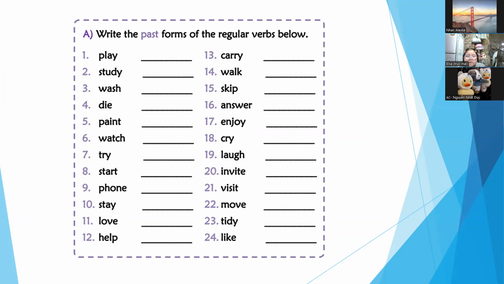Pride. Okay, good. Next one. Credit. Good. Next one. Washed. Good. Next. Died. Sorry. Died. Okay, good. Pained. Okay, played, studied, washed, died.